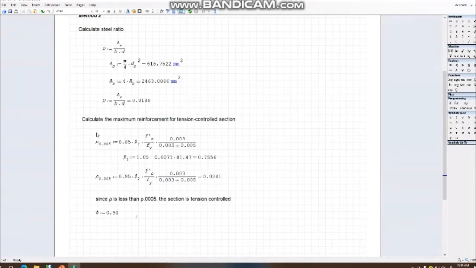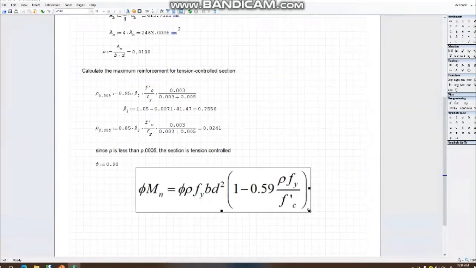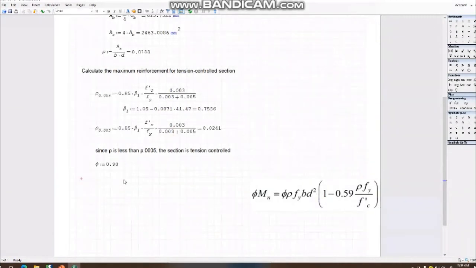So our next step is to verify whether the section is tension controlled or not. So the next step is to compute the design moment strength. Since it is tension control, we can immediately calculate the design moment strength. So method 2 is effective if it is tension control. So we can calculate the design moment strength. I'll start with the nominal moment first, but we can go directly to the design moment strength. Just a few steps.